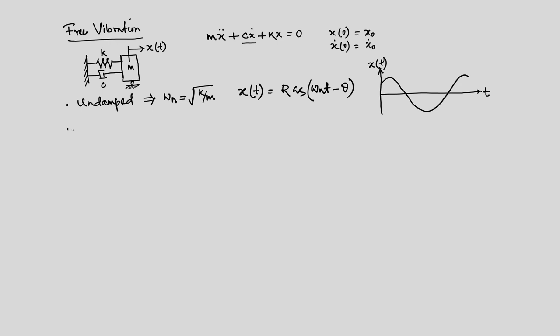Now, the second case where we have damped condition, then we defined another parameter eta, that is the critical damping parameter, which is c by c_cr. c_cr is the critical damping. So, the ratio of the damping with its critical damping is the damping ratio, critical damping ratio. So, if this is 1, we have critical damping. If it is greater than 1, we have over damped system. And if it is less than 1, we have under damped system.